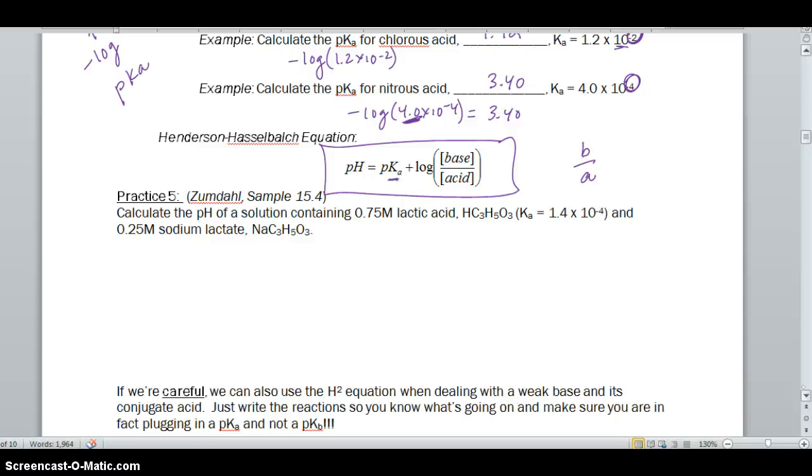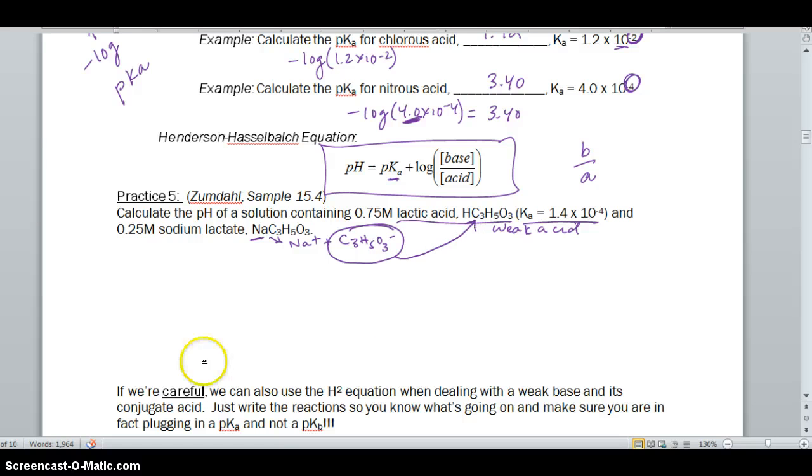Alright, so for this practice problem, they tell you we have lactic acid. They've given you the chemical formula. They've given you a Ka, so we know that's a weak acid. And then sodium lactate is an ionic compound. And so in water, it's going to break up into Na plus and C3H5O3 minus. Again, doesn't matter if you've never seen lactate before, right? You see that sodium, you know it's ionic, you know it's soluble, it's going to break up. And then hopefully you notice, oh, I've got this lactate, and that's a common ion for this acid, right?